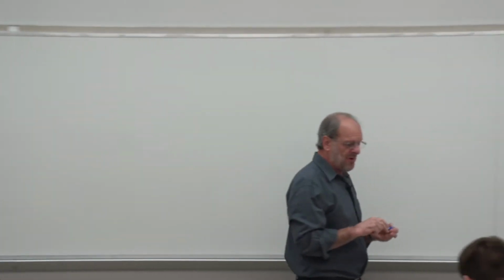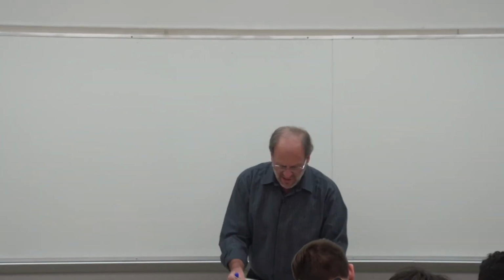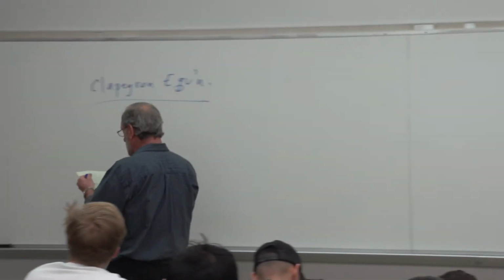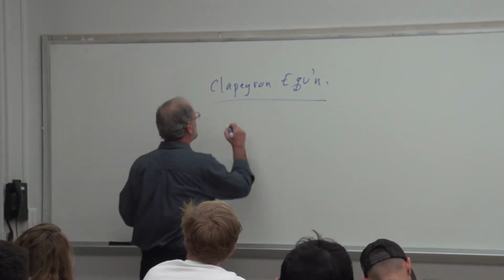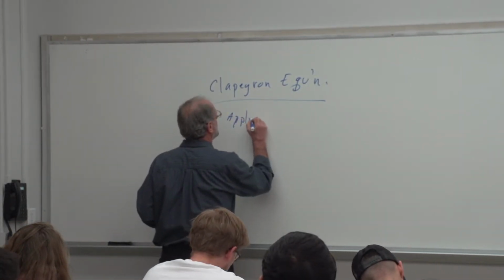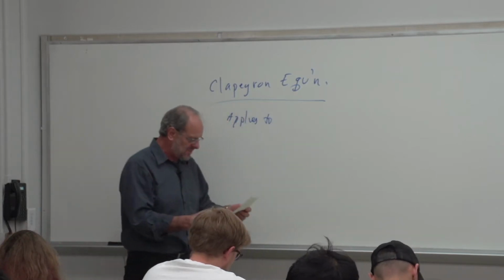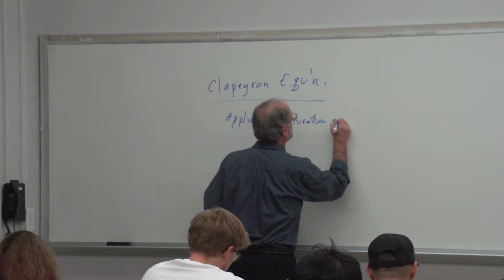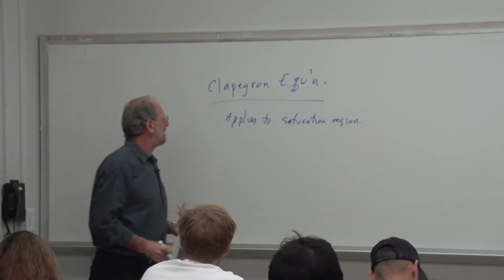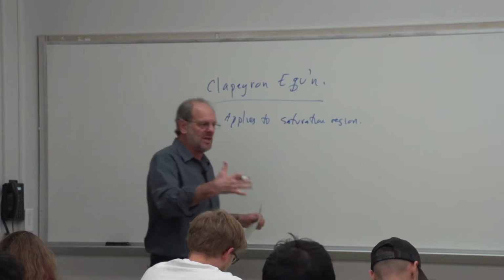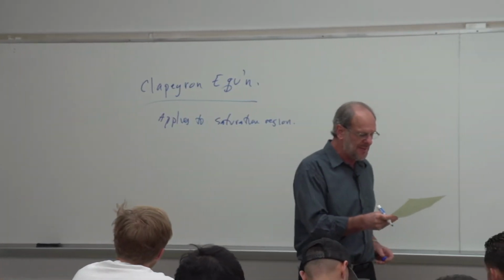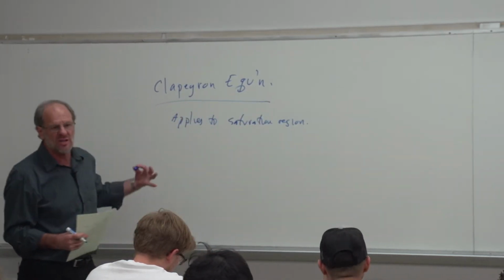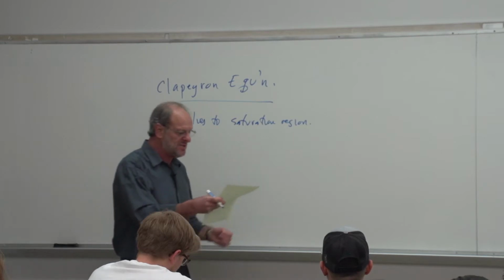Okay, so the Clapeyron equation is actually an equation that's used to find information in the saturation region. So this equation specifically applies to the saturation region. In other words, where we have a phase change, we're looking at the phase change between a liquid and a vapor typically. So what we want to do is actually derive this Clapeyron equation, again noting that it's something that we're going to deal with in the saturation region.